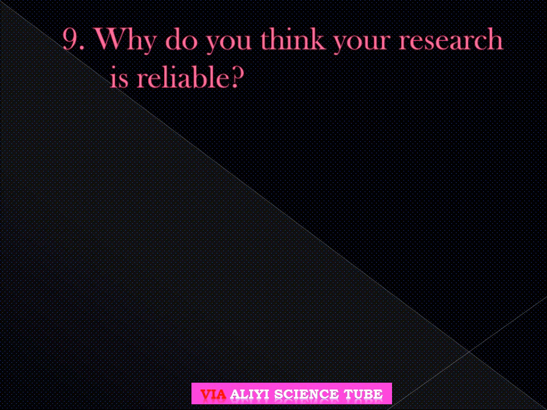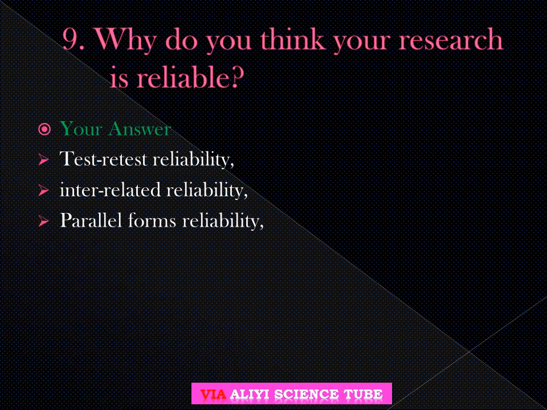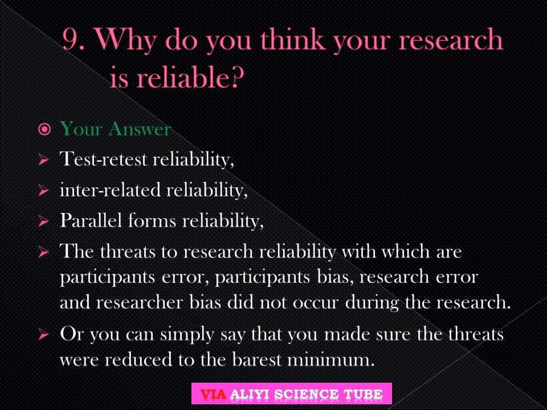Question number 9: why do you think your research is reliable? Your answer: you must tell how you tested or retested for reliability, or how you interrelated it with other data, theories or experiments for reliability, and also parallel forms of reliability. The threats to research reliability, which are participant error or participant bias, research error, and research bias, did not occur during the research. Or you can simply say that you made sure the threats were reduced to the bare minimum.